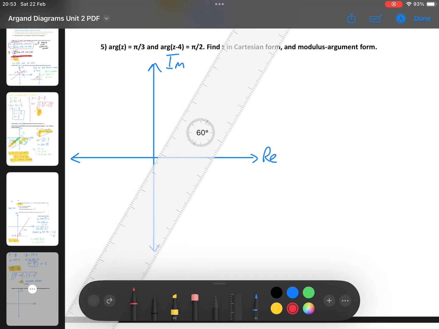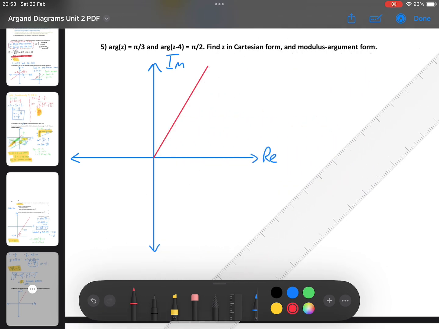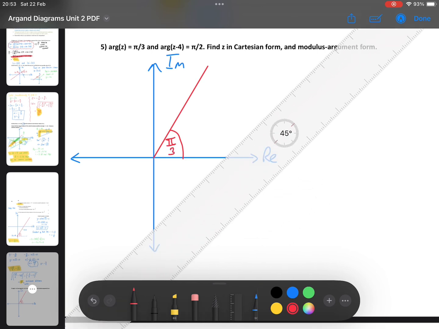So to draw that on, it's going to pass through the origin, that first one, like this. So this is the half line for arg z equals pi over 3. And this angle here is our argument, pi over 3.